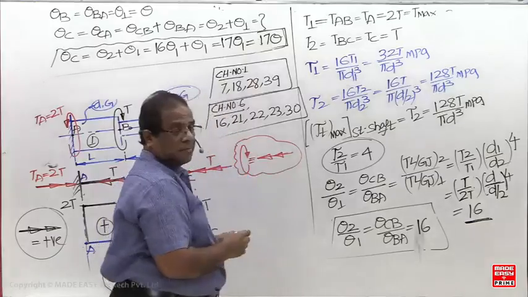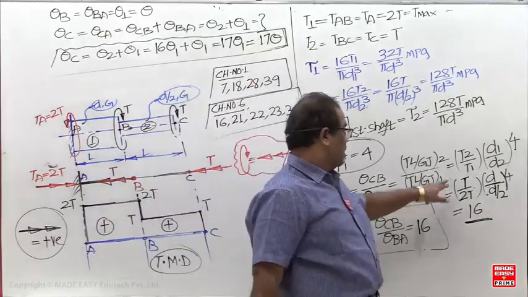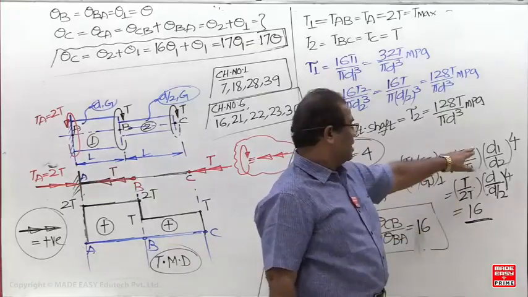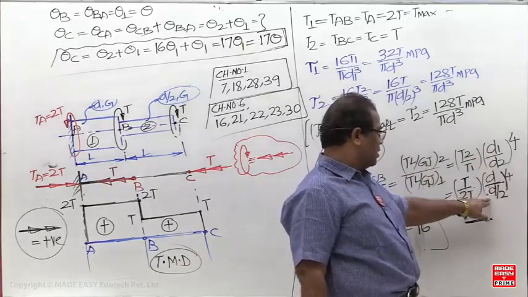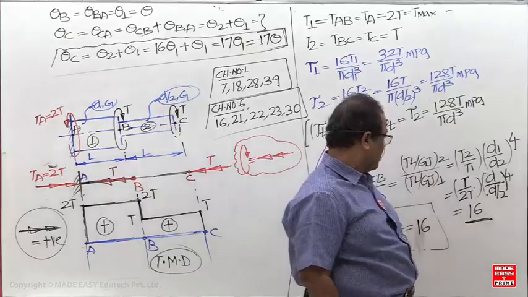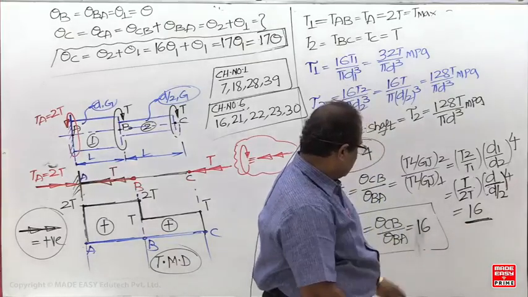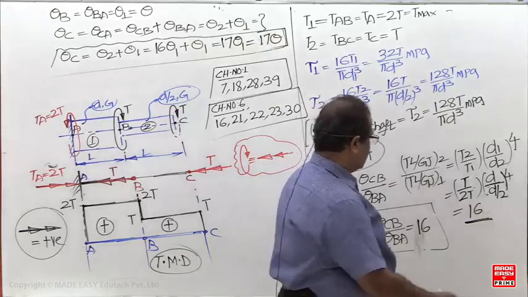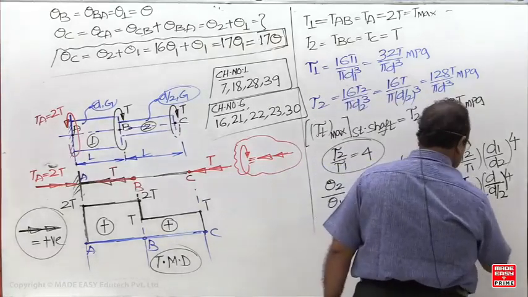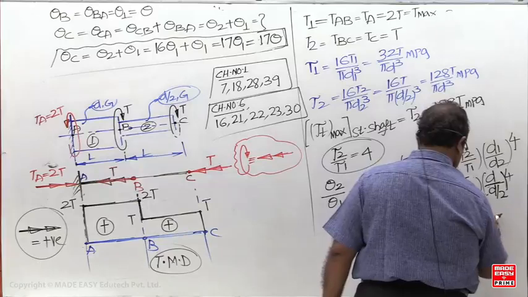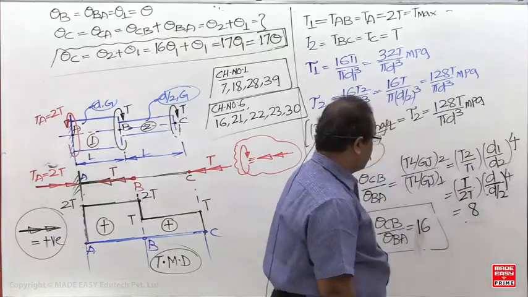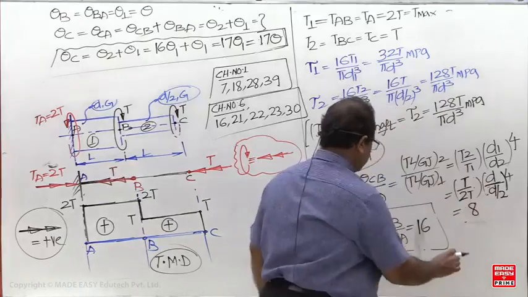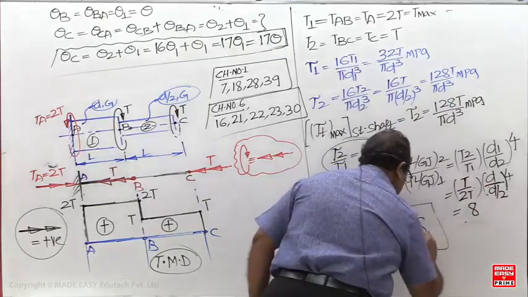Small correction, you have not substituted the values properly. T2 is T, T1 is 2T, therefore this ratio is 1 by 2. And D1 is D, and D2 is D by 2. Therefore this ratio is 16, 16 by, once again what now? Small correction, 8 you are getting. 8 only is correct now. 1 minute. 1 by 2. 8 only.